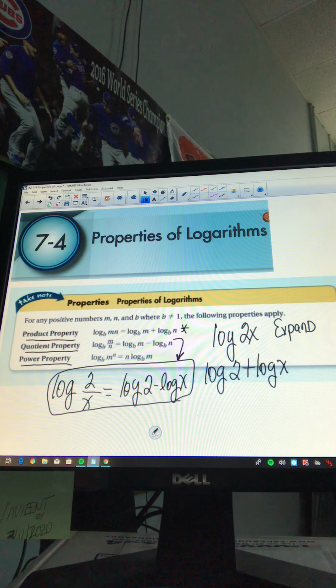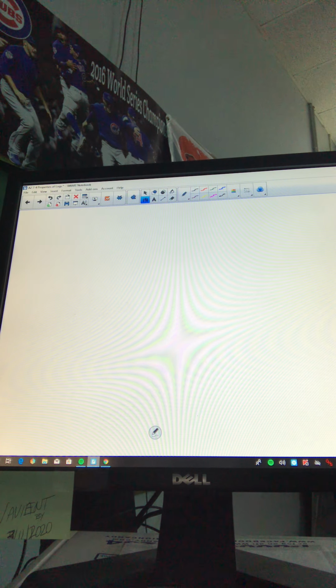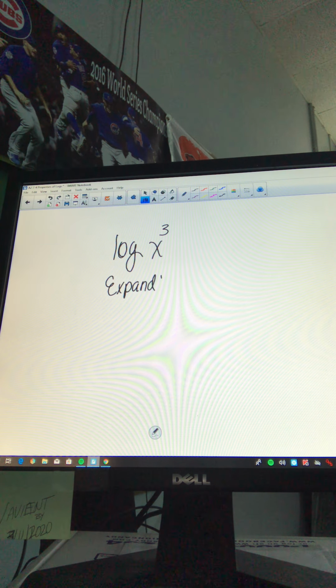Now, the power property is a little bit different. It just takes whatever power you're raising something to and pulls it out front. So let me give you an example of that. So let's say we have the log of x cubed. If we want to, again, we're talking about expanding the logarithm, we would pull the exponent, which in this case is 3, pull it out front. So we would write 3 log x.